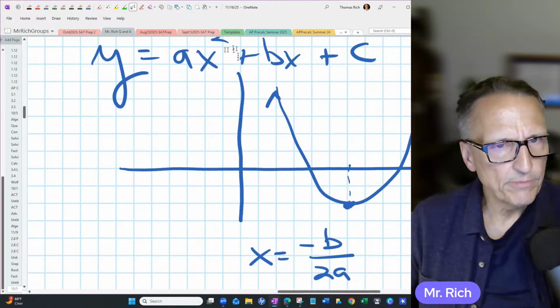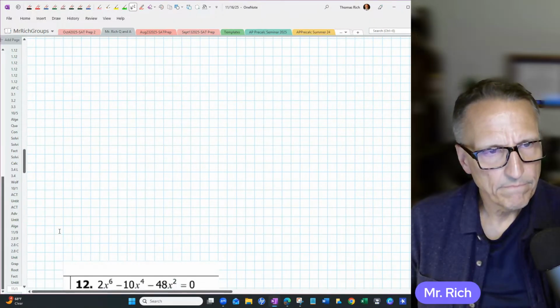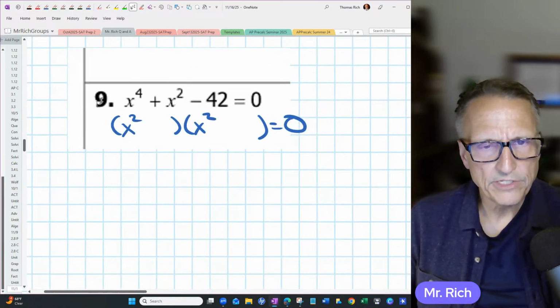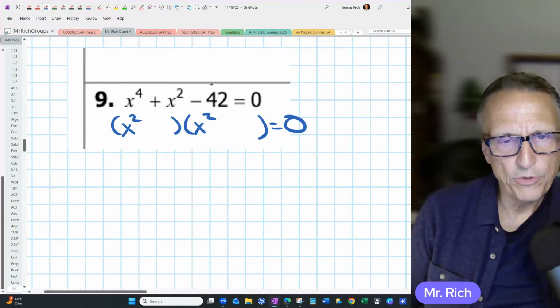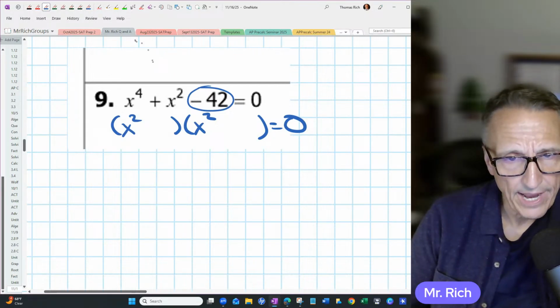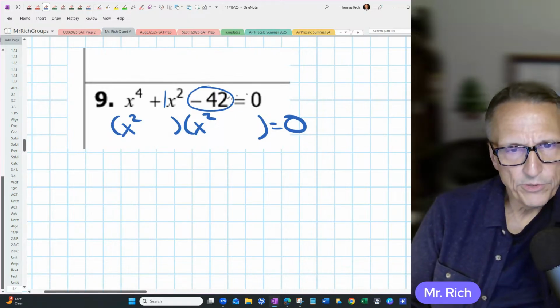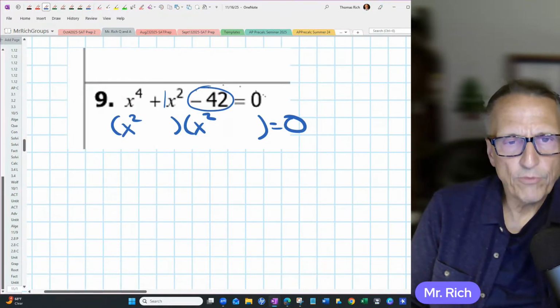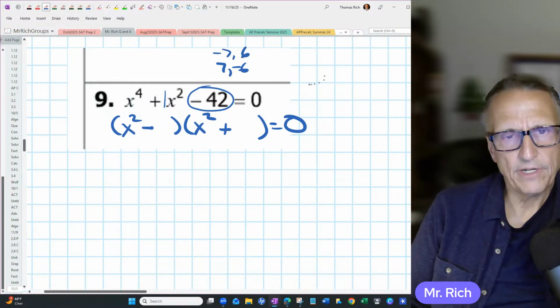And let's go back. I lost my place here. There we go. So we could still ask the same question. What two numbers multiplied would give me this negative 42, but when I add those same two numbers, I get a positive 1? And if you go through the different ways you could multiply integers to get negative 42, one of them would have to be a positive and one would have to be a negative. So it's either a 7 and a negative 6 or a negative 7 and a positive 6.